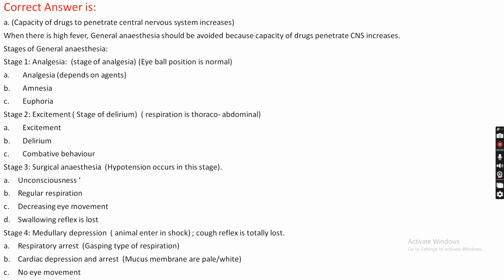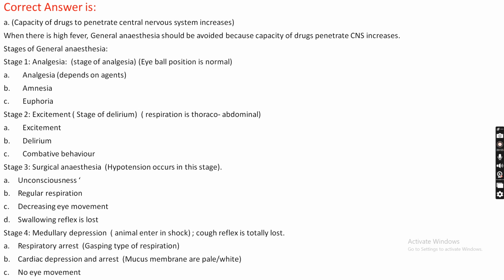And stage 3 is the surgical anesthesia stage. In this stage, respiration will be regular, but there is hypotension, and the animal is in an unconscious condition. And if we see the eye movement, it will be decreased, and the swallowing reflex is lost completely.